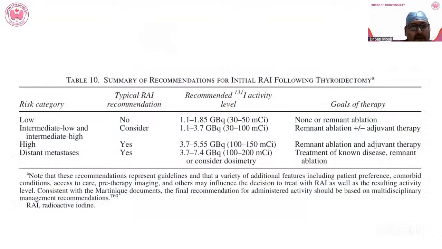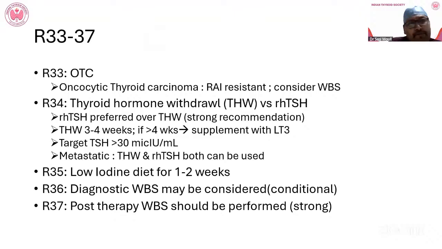Now, this is what was mentioned in the previous slide. So we can see the dosage which can be given in each category, and this intermediate to low and intermediate to high, we can consider giving a radioiodine ablation depending on case to case basis. Now the recommendations 33 to 37, there's not much of a difference except for one important thing, that recombinant TSH has been preferred over the thyroid hormone withdrawal in this particular 2025 guidelines.